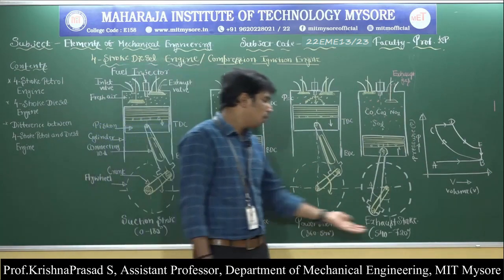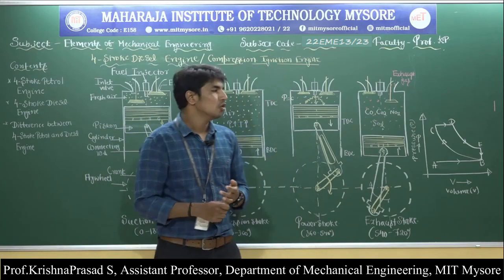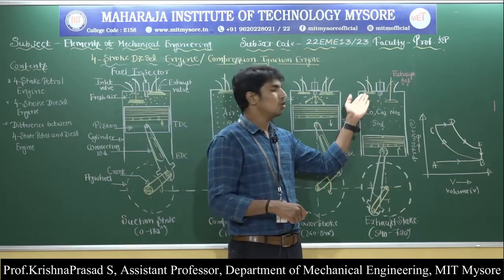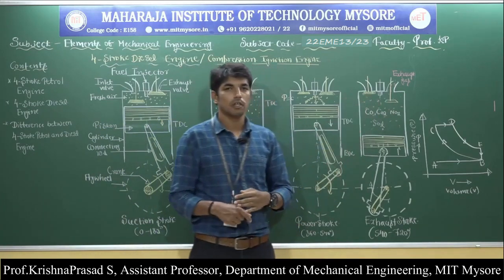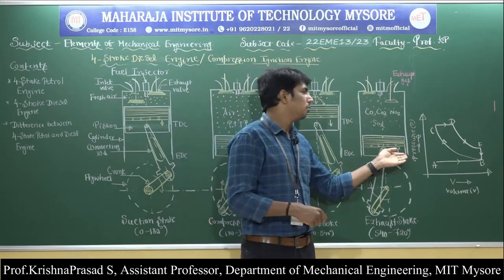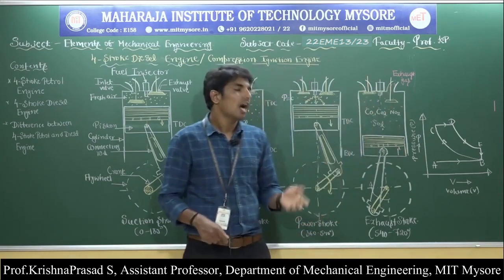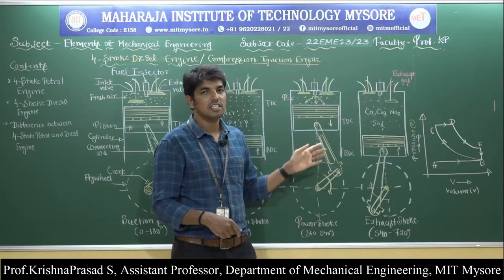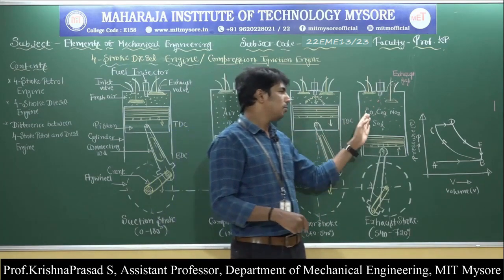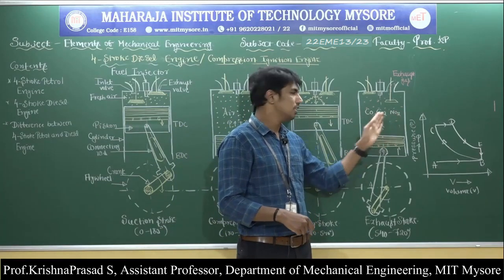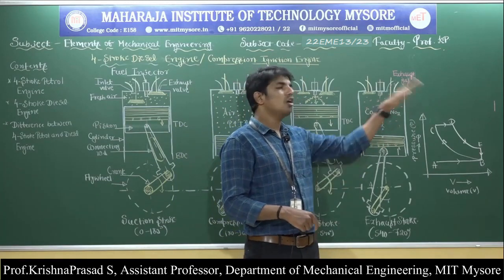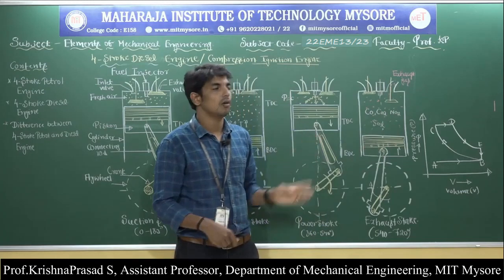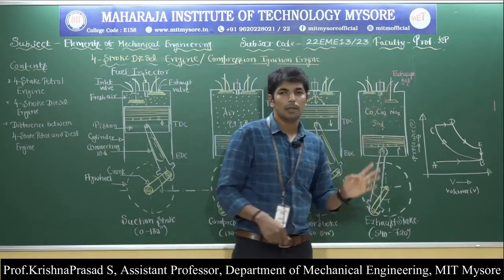Then the last one: what happens in the exhaust stroke? In the exhaust stroke, the inlet valve is closed and the exhaust valve is open. The piston moves from bottom dead center to top dead center, and due to the upward movement of the piston, whatever burnt gases are present inside the engine cylinder, like carbon monoxide, carbon dioxide, nitrogen dioxide and sulfur dioxide, are expelled into the atmosphere through the exhaust valve. That's why the exhaust valve is open.